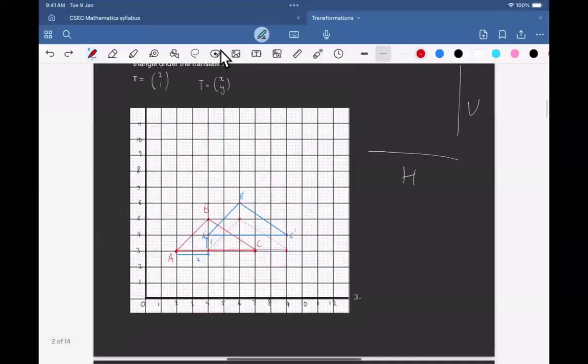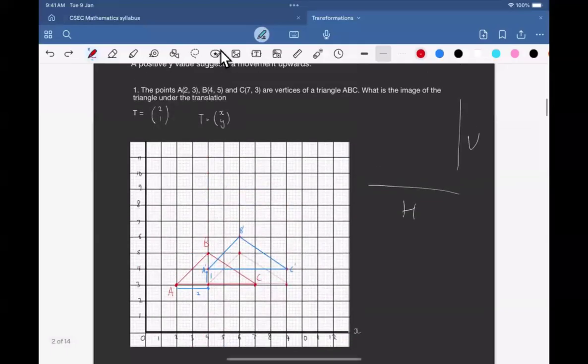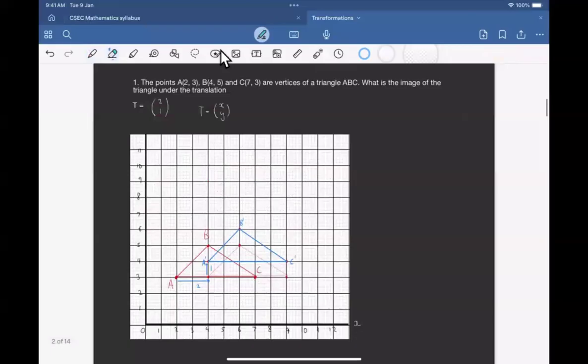So in the translation, the first one they give you is the X movement, and the second one they give you is the Y movement. You're going to move it along the X axis first. And X means horizontal, so left or right. Y is vertical. Vertical looks like this. That's either up or down. So you notice I take my shape, I move it two to the right, and then I move it one up. So that's the translation there.